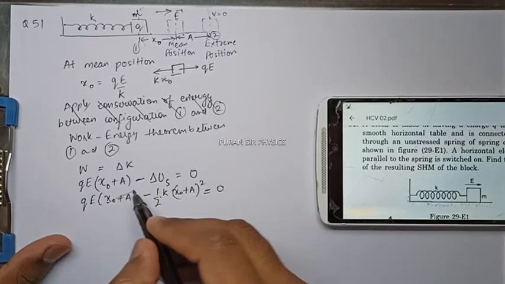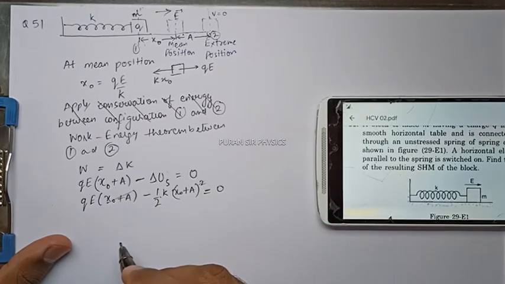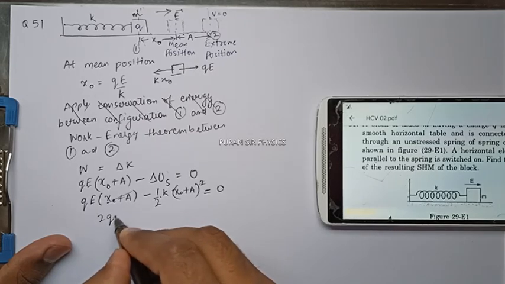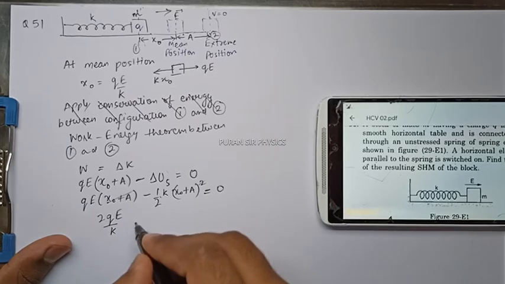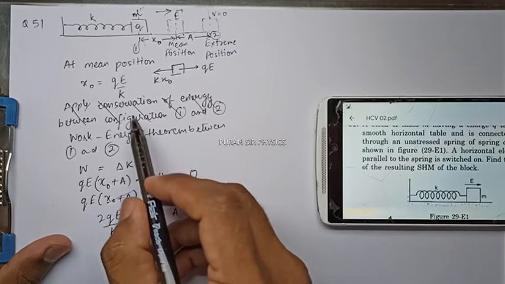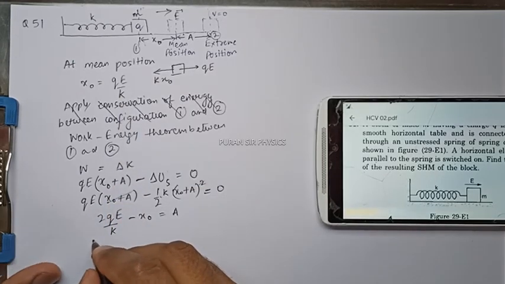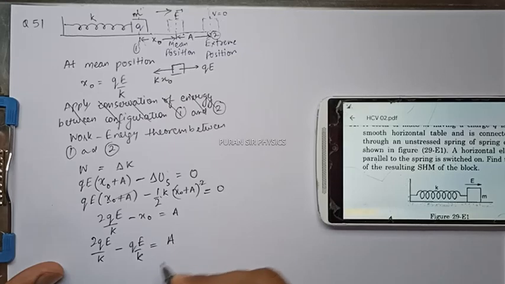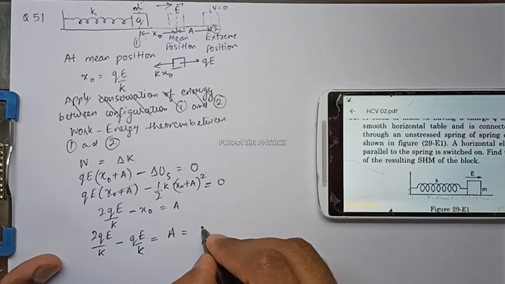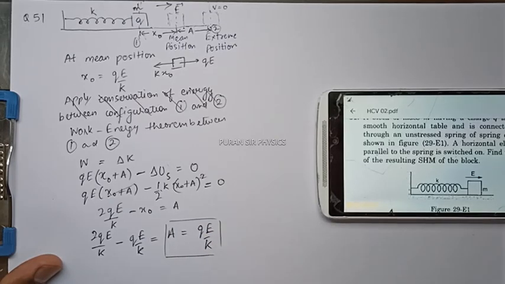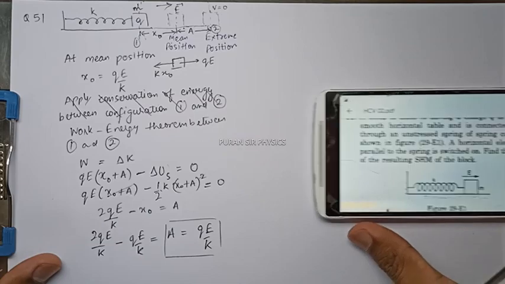So from here we can cancel out one factor of (x naught plus A), and we will get 2QE upon K minus x naught equals capital A, and x naught is your QE by K. So 2QE by K minus QE by K is equal to A. So your amplitude will be QE by K. So this is your answer for this particular question.